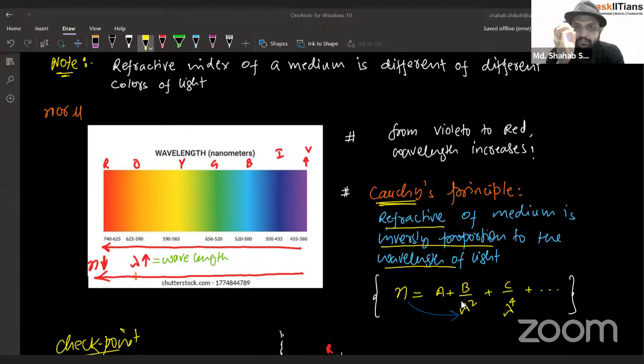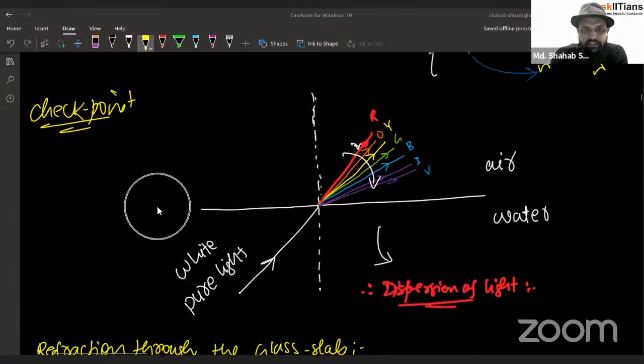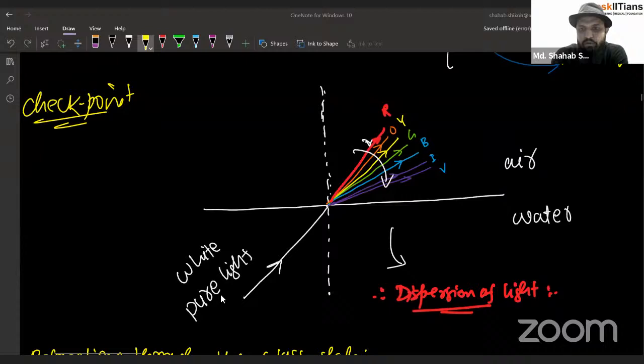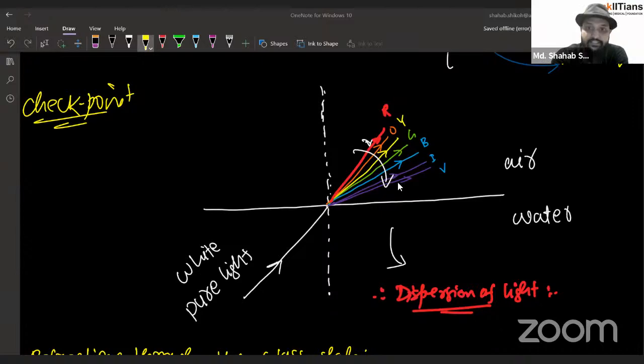Guys, listen, more refractive index means bending will be more. So I want your attention here. Look carefully. I hit pure white light going from water to air. Why does violet bend the most and red the least? Violet has the most refractive index, whereas red has the least, so red bends least and violet bends most.